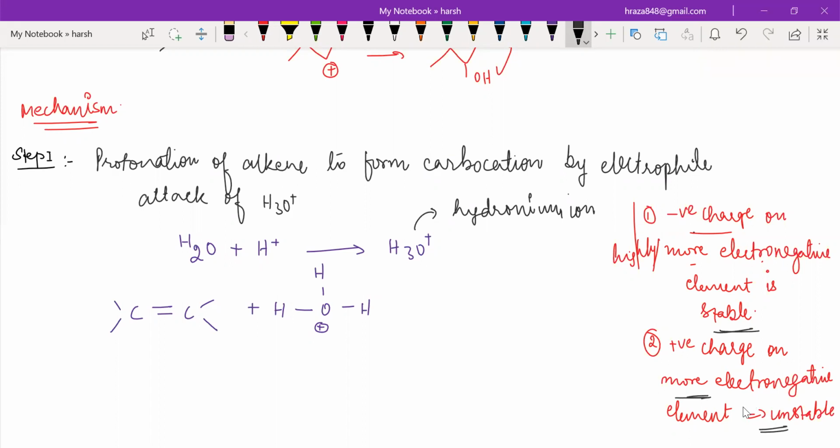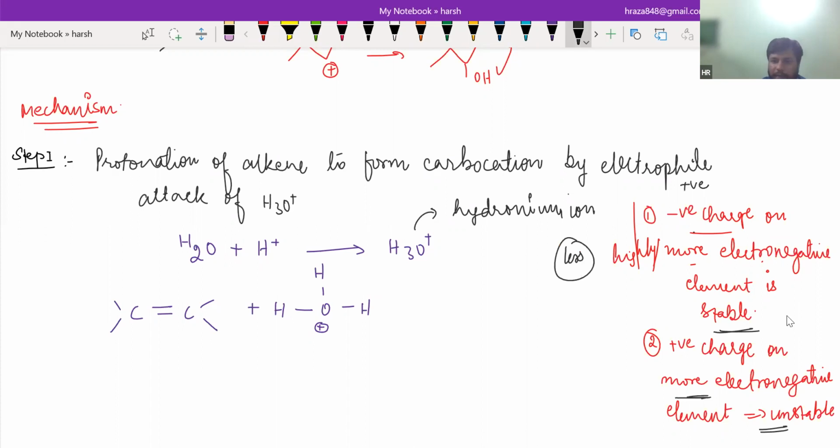Stable. Yes, sir. Can Got you write it? that? Yeah. I'm going to write it. Just positive charge on less electronegative element is unstable. You are going to write it. First write this, then Unstable. I'm going to write. Yes, sir. I'll write this, sir.